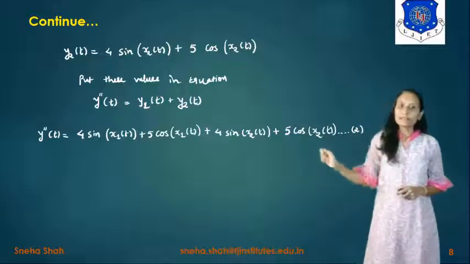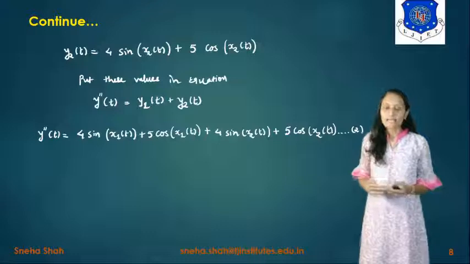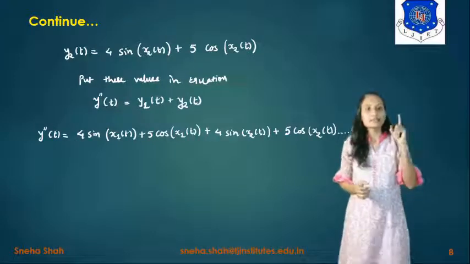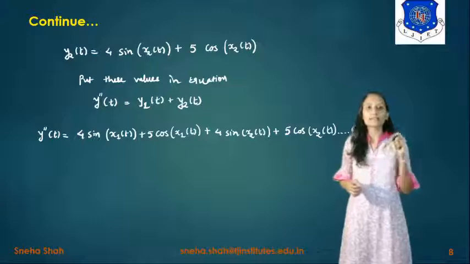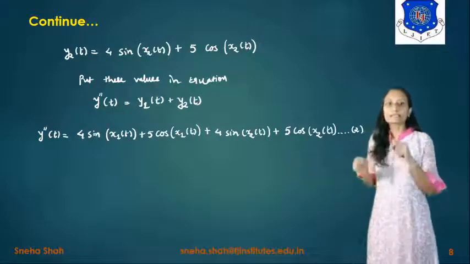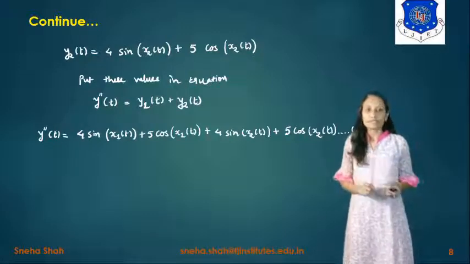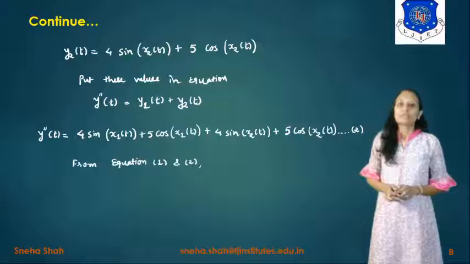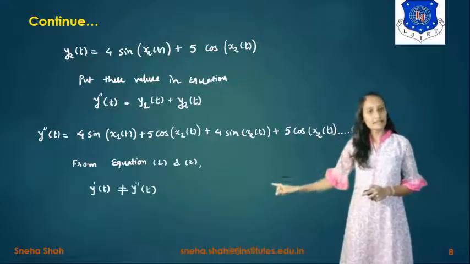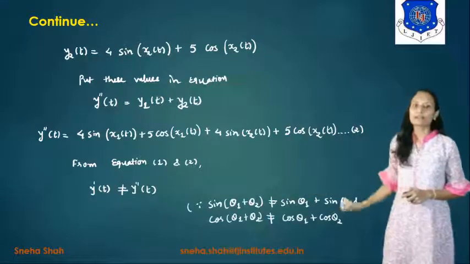Now if you compare this term with equation number 1, you can say that these two terms will be different. Why? Because in the first equation the term will be like sin of theta 1 plus theta 2, and in this one the term will be sin theta 1 plus sin theta 2, which are different. So from equations 1 and 2 we can say that y dash of t does not equal y double dash of t. So we can say that this system is non-linear.